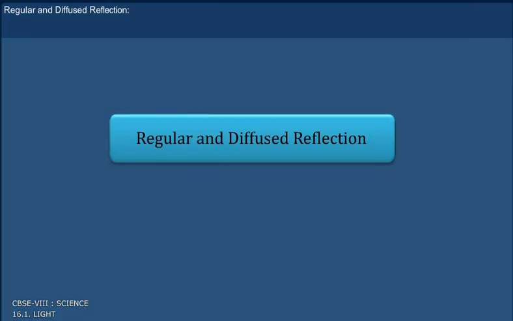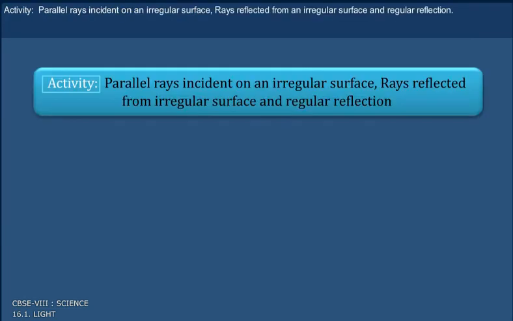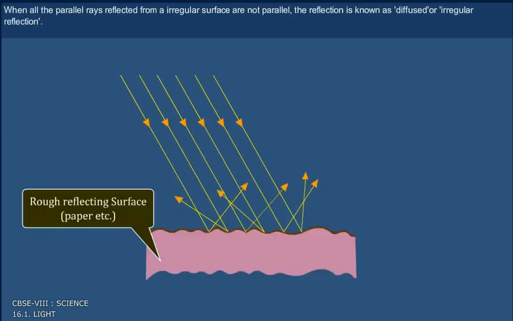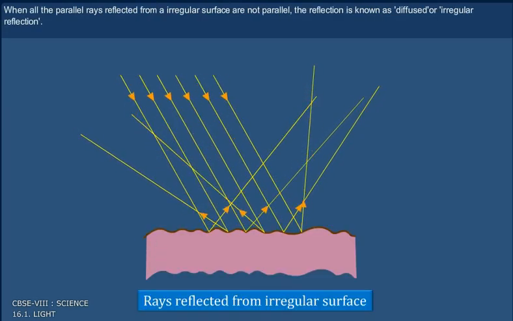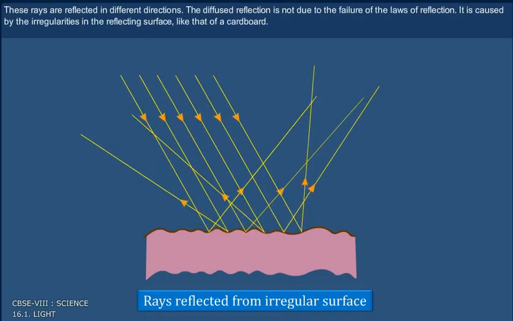Regular and diffused reflection. Activity: Parallel rays incident on an irregular surface. Rays reflected from irregular surface and regular reflection. When all the parallel rays reflected from a plane surface are not parallel, the reflection is known as diffused or irregular reflection. These rays are reflected in different directions.